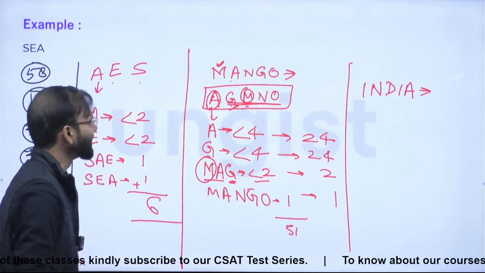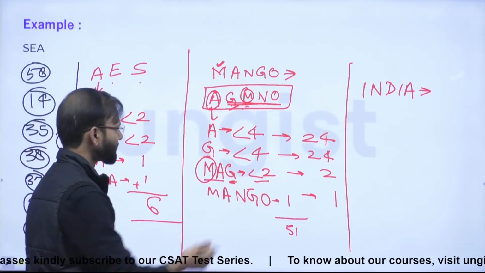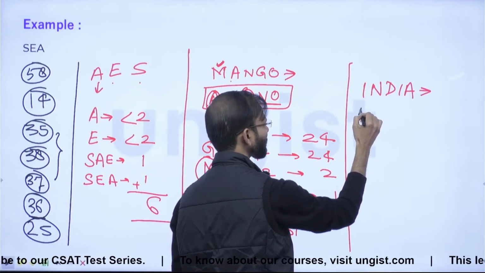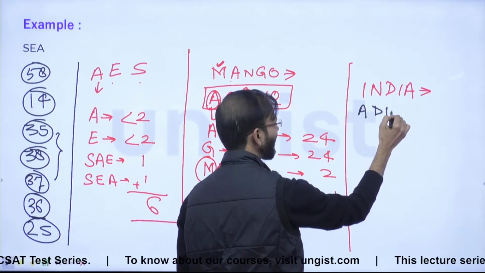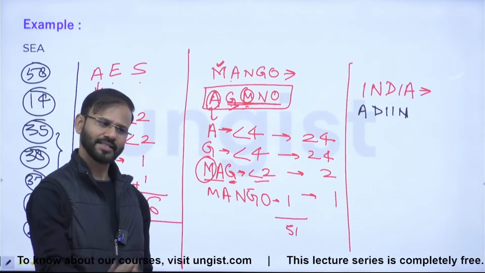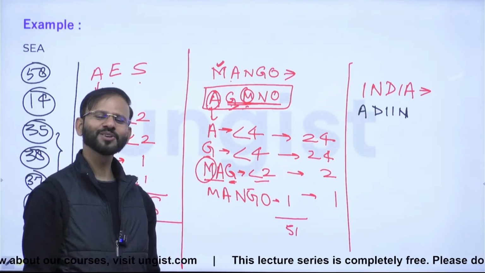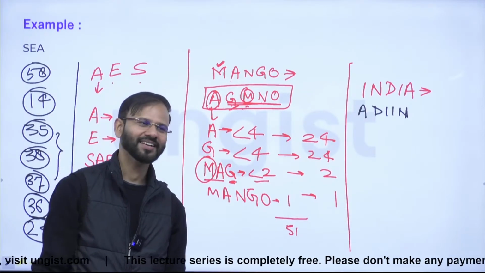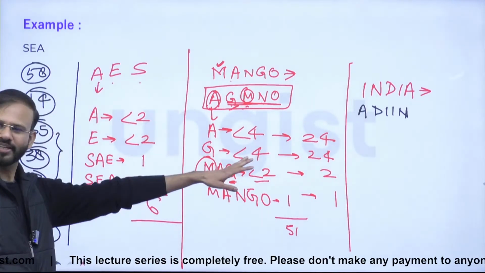Okay, anyways, shall we discuss, guys? Friends, first of all, arrange it alphabetically. How? A, D, I, N. Right? Guys, is it clear? Please don't talk. Look at this, guys. Please look at this. So, arrange them alphabetically, first of all.